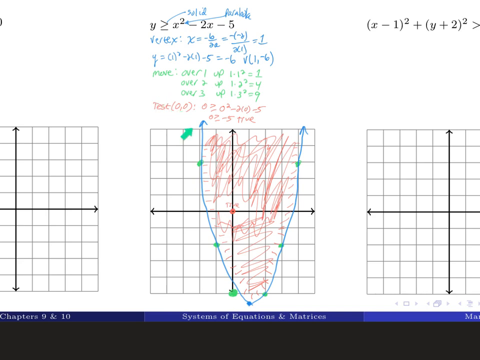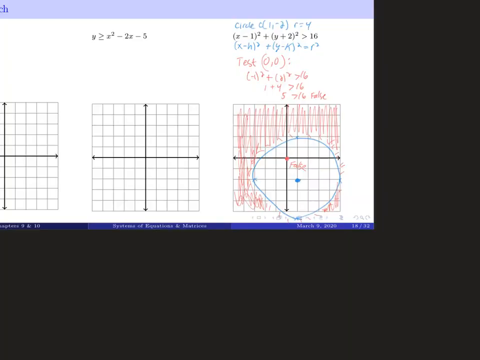When I go to test 0, 0, which is right here, plug it in. You get 0 is greater than or equal to negative 5. That's a true statement. So since 0, 0 is true, everything on this side is true. You can see near my blue line, I did little shadings towards the true point, 0, 0, and then I went back and filled it in with the red. The third example deals with the circle.